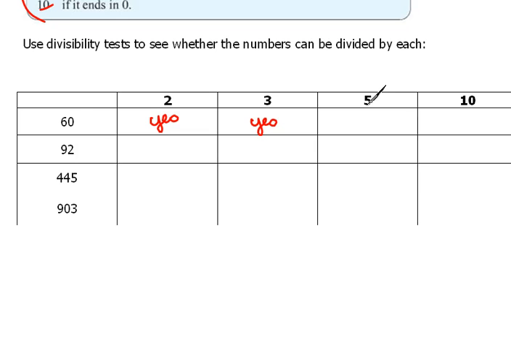Is it divisible by 5? Yes, it is, because it ends in a 0 or a 5. And is it divisible by 10? Yes, it is, because it ends in a 0. So that's how those tests will help you.